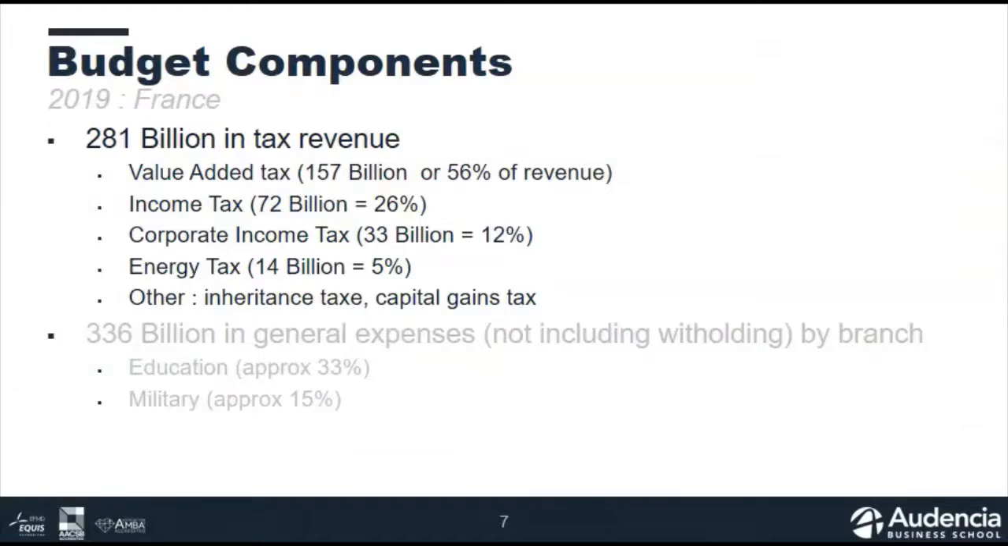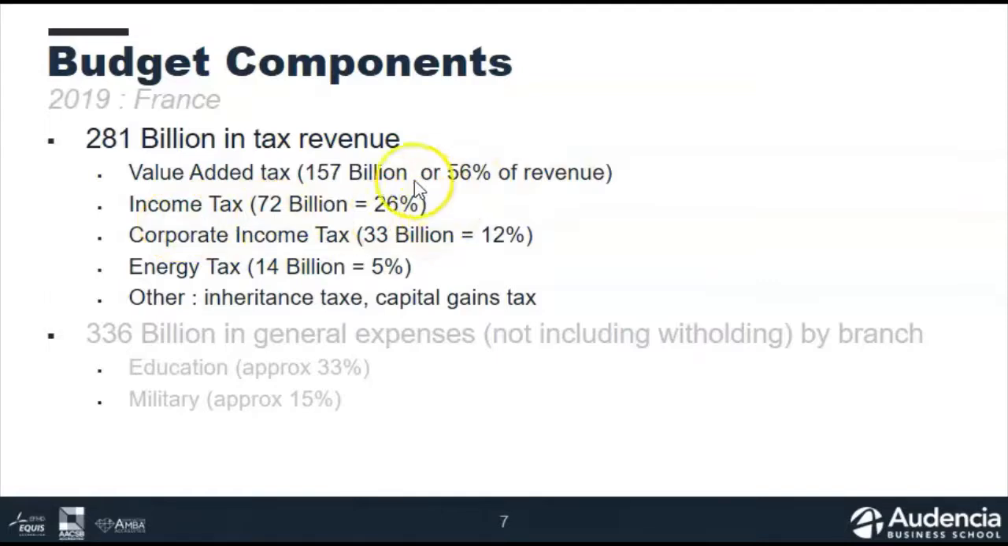Now, if we look at France in 2019, France brought in 281 billion euros in tax revenue, and you can see how this was divided up. The value-added tax is a tax on the sales of goods and services, and it's the final consumer that pays that tax. It's not on intermediate goods and services, but on final goods and services sold, and that represents this value-added tax, or VAT, as we say in English, or TVA in French. This VAT tax represents 56% of tax revenue in France today. So it's a huge amount.